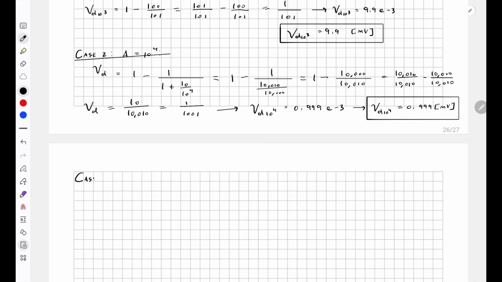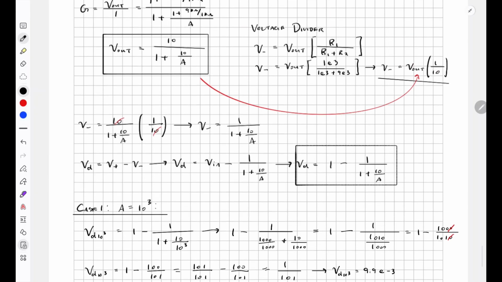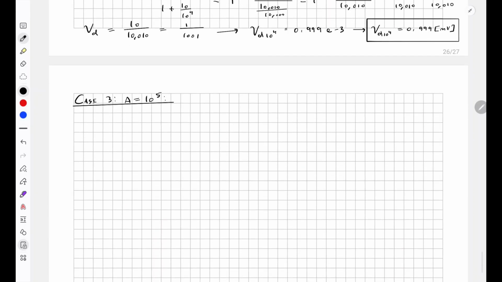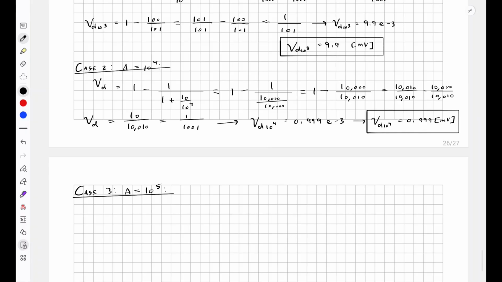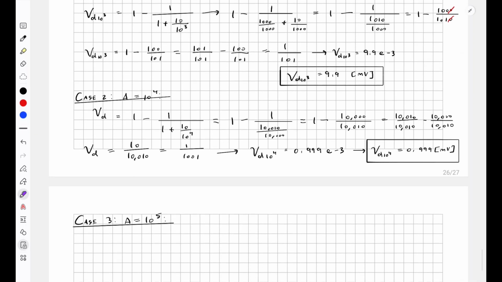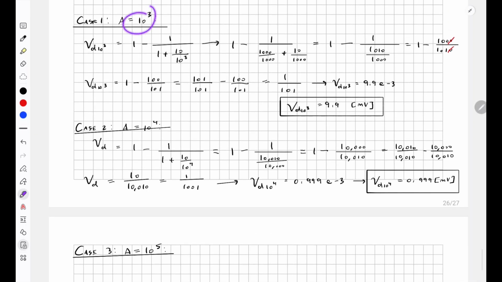Okay, so now case 3, which is the open loop gain A of 10 to the 5th case. Yeah, 10 to the 5th. To avoid the need to solve all the problems meticulously, we can just do some pattern recognition. When A was 10 to the 3rd, it was 9.9 millivolts. And then when A was 10 to the 4th, we add an extra digit of 9, but then we divide the whole thing by 10.